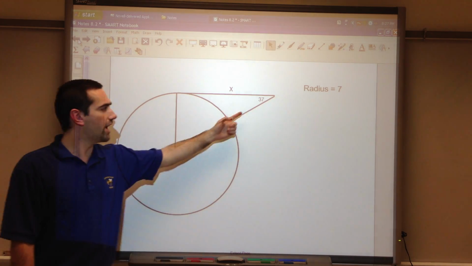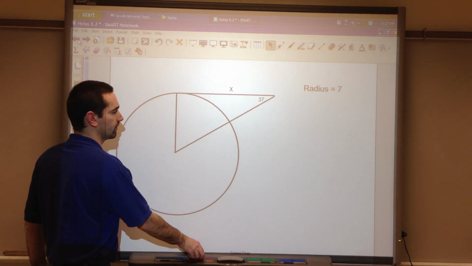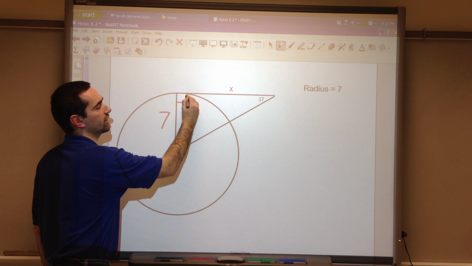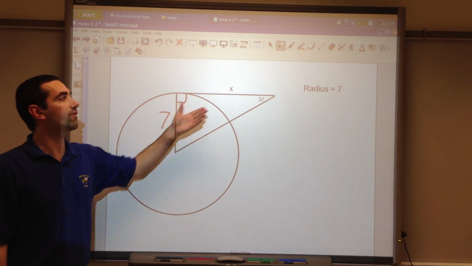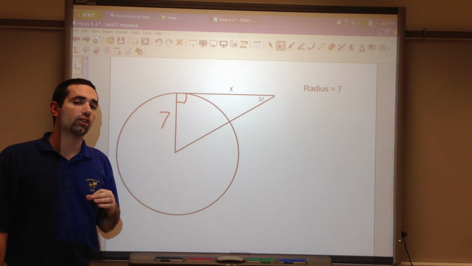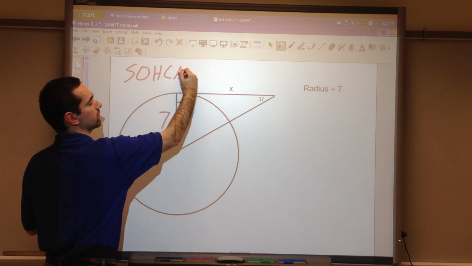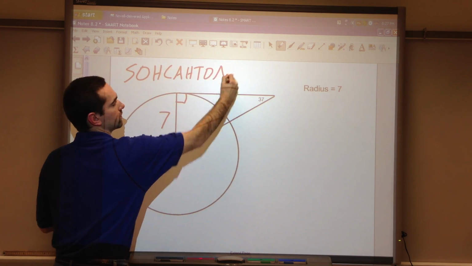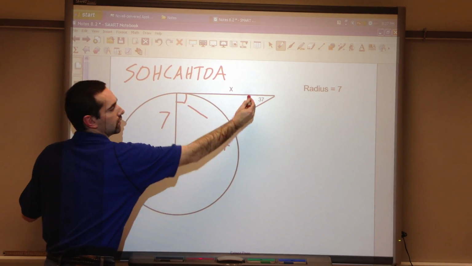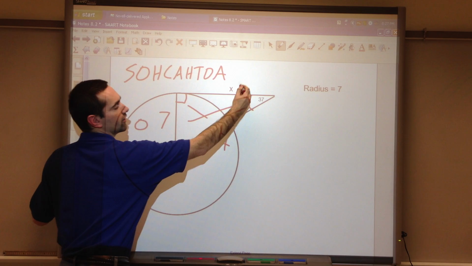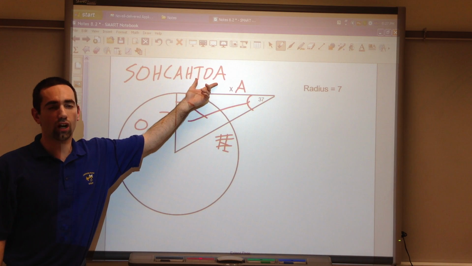Here, we have an angle. We have the radius, and we've got to find x. Radius is 7. That's a 90-degree angle. If I have an angle and one side, how do I find another side? SOHCAHTOA. We're using trig. Hypotenuse, opposite, adjacent. There's no hypotenuse. OA, TOA.